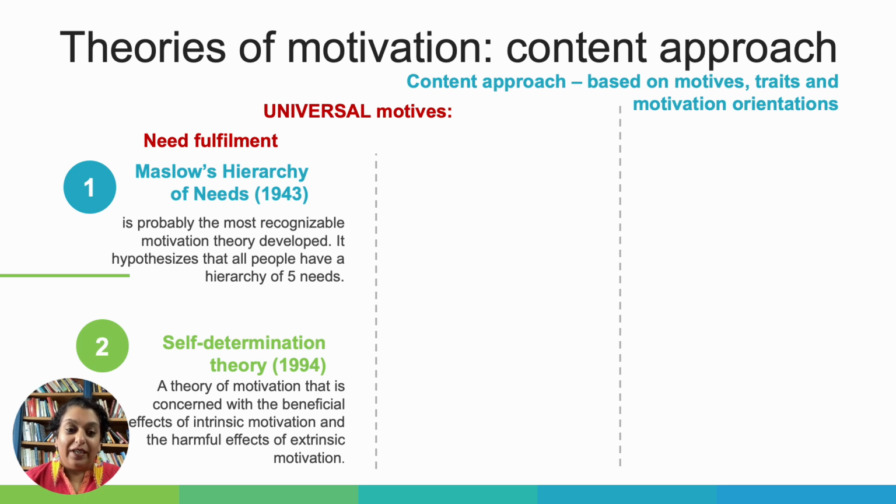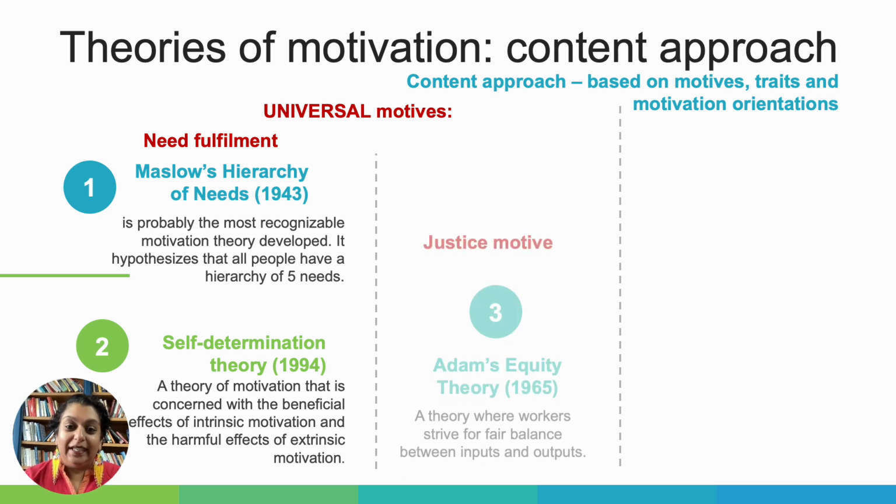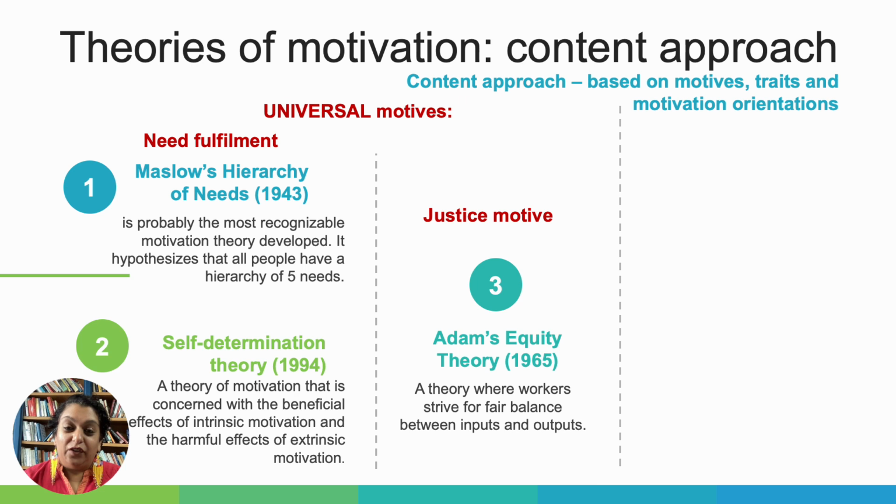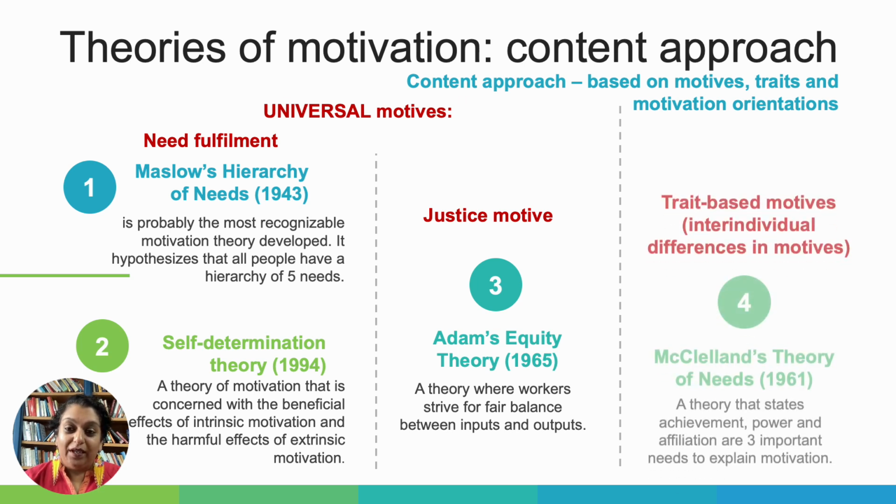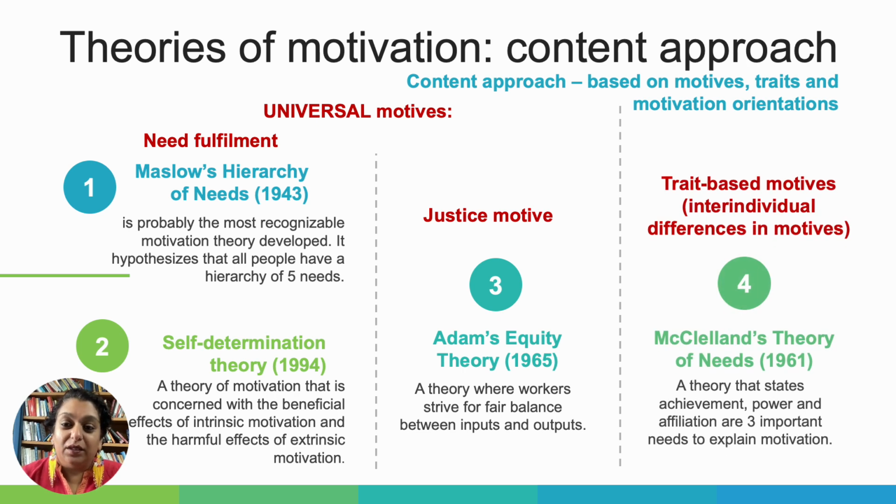The second theory we'll be looking at is the self-determination theory, which looks at the difference of intrinsic and extrinsic motivation and how this impacts an individual. The next set of motivation we will look at is called the Adams equity theory, developed in the 1960s, and this is based on the justice motives, with the underlying assumption that workers strive for fair balance between inputs and outputs. The last theory that we'll be looking at within this module is based on trait-based motives.